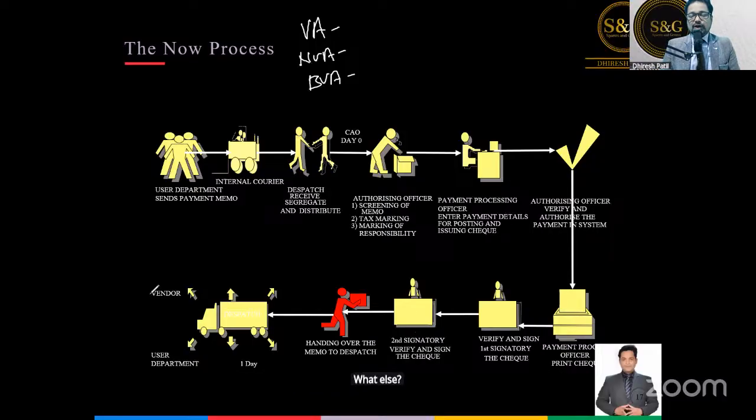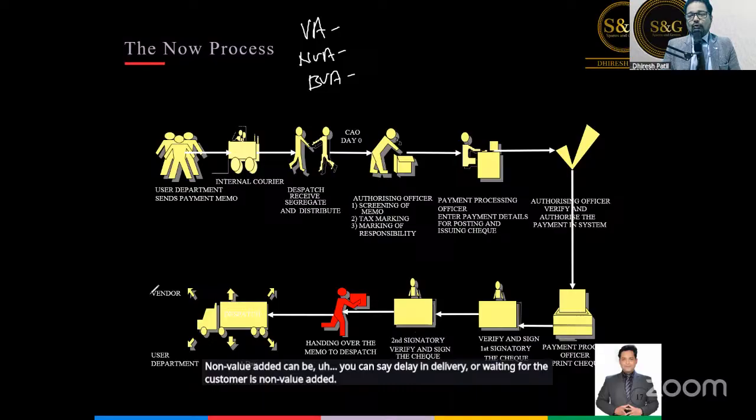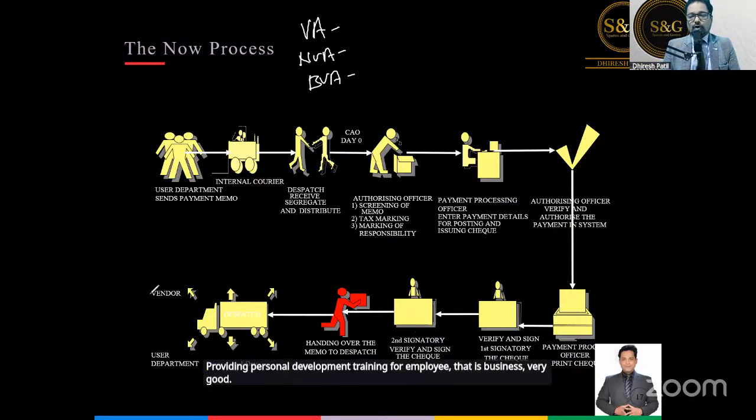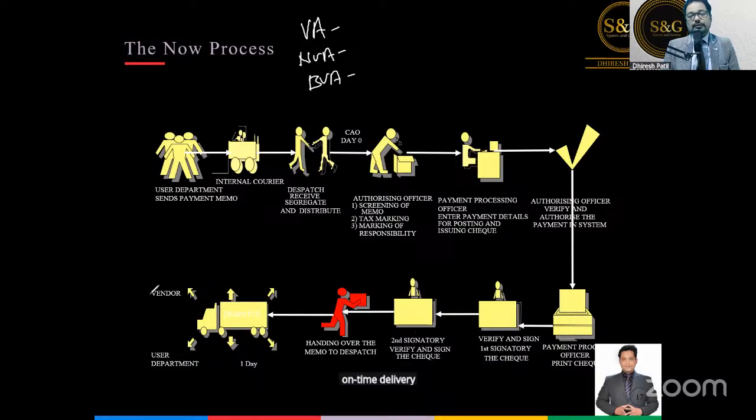Sending gift cards to the customer is value added. Non-value added can be delay in delivery, or waiting for the customer. Providing personal development training for employees, that is BVA. Very good. On-time delivery is VA, rework is NVA. Very good. BVA is compliances. Super. Compliance is a fantastic example.